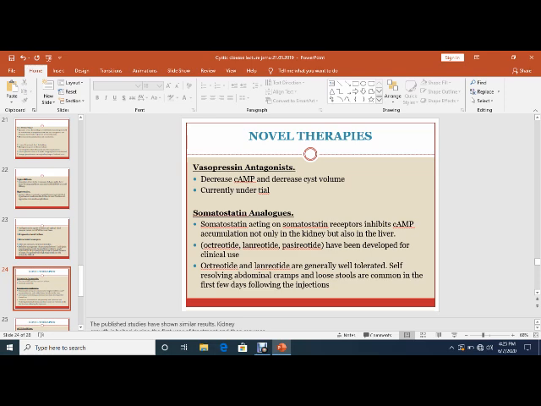Octreotide and lanreotide have been developed for clinical use. Octreotide and lanreotide are generally well tolerated by patients. Self-resolving abdominal cramps and loose stool are common in the first few days following the injections of these medications.